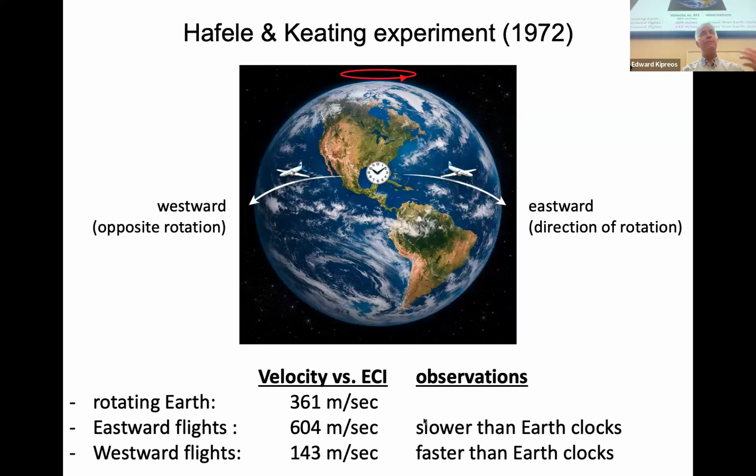And then they calculated, well, how much time dilation do we expect based on the velocity versus the ECI? And what they observed was exactly what they predicted. So the eastward flights had a slower time, less time compared to the Earth clocks, because they were more time dilated because they were going faster. And the westward clocks were faster relative to the other clocks because they were going at a slower velocity relative to the ECI, so they had less time dilation.